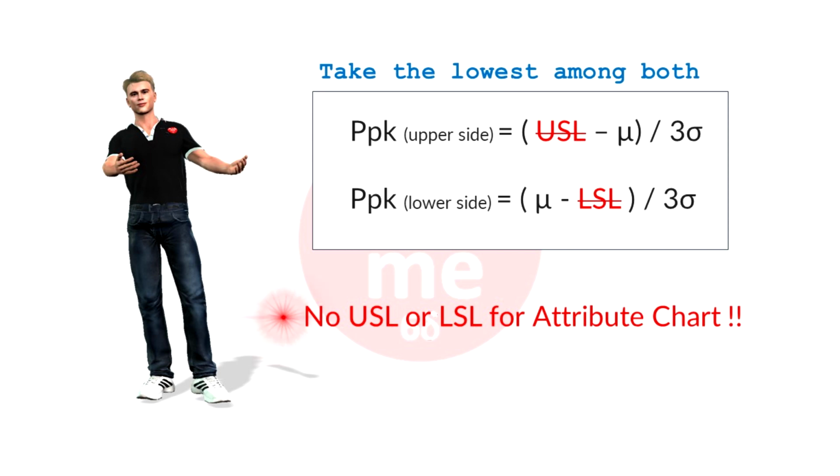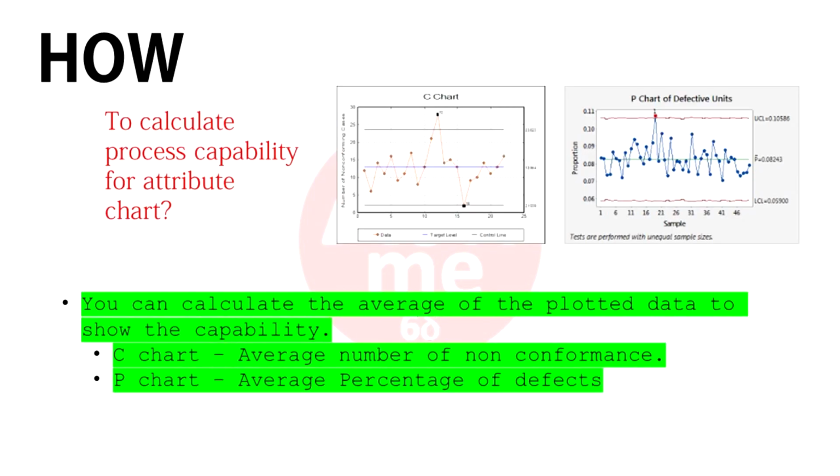Since there is no upper or lower spec limit, we cannot use the formula to calculate the process capability. So, how do we report the process capability for an attribute chart? You can use the average of the non-conformance or percentage of defect as the process capability.